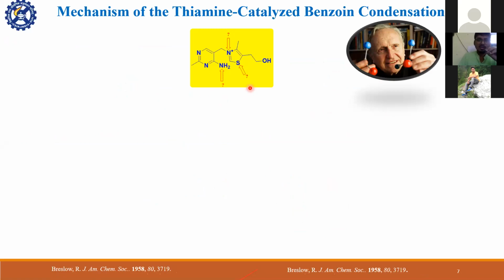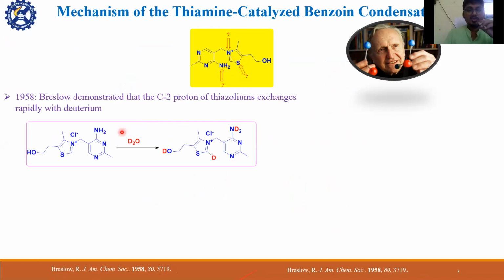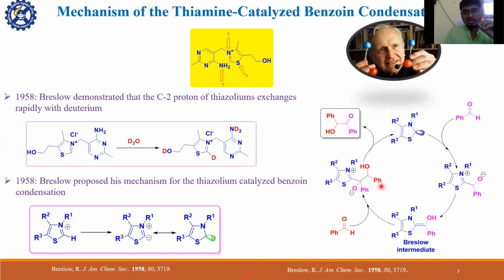Initially, people thought about which part is reactive in these reactions, either the sulfur or the nitrogens. But after the deuterium exchange reaction, isotopic labeling, they found that this C2 carbon is rapidly exchanged with the deuterium solvent. And Breslow gave the mechanism of that benzoin condensation reaction. That is the first NHC catalyzed benzoin condensation reaction.